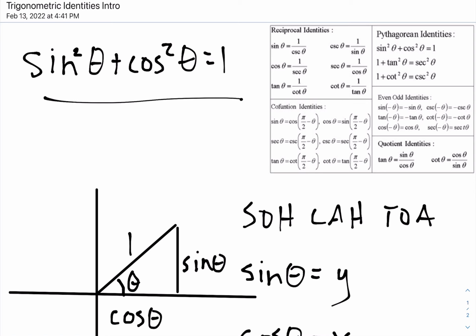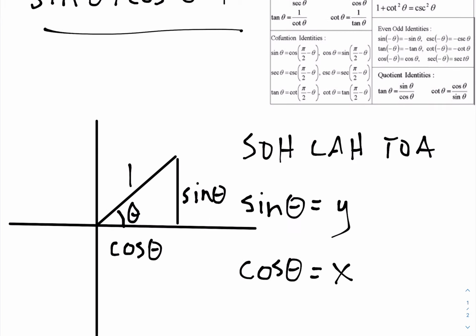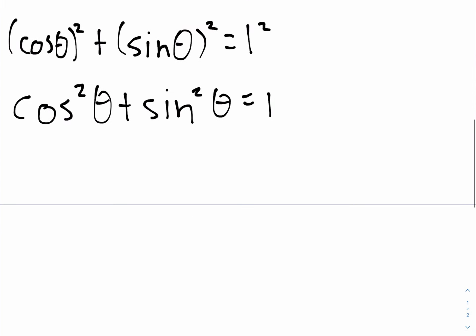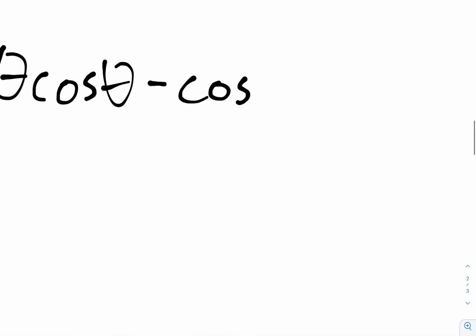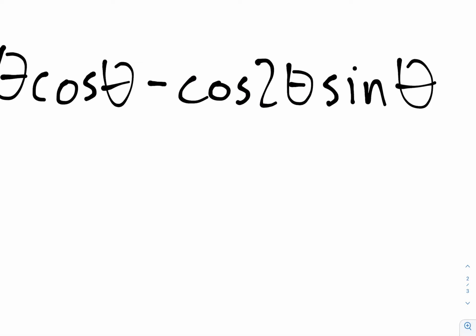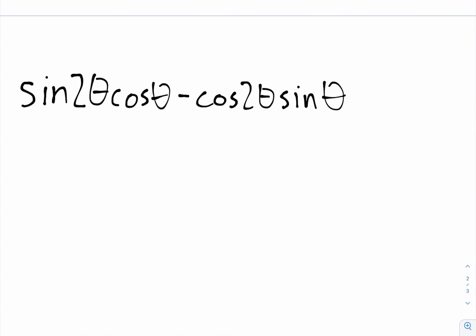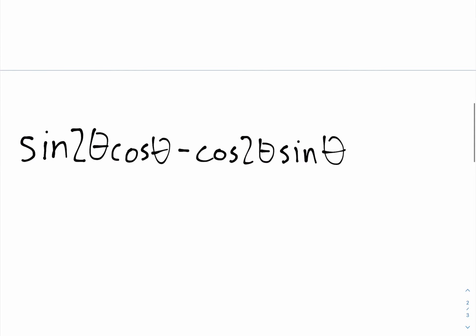Okay, sweet. So now that we know kind of how these identities are proven, now let's get into the idea of how we can actually use them. So let's say we have some ugly expression like sine of 2 theta times cos theta, and then we got minus cos 2 theta times sine theta. So we kind of switched around the sine and cosine. So we're finding the difference between these two things. Okay, it doesn't look too nice, right?